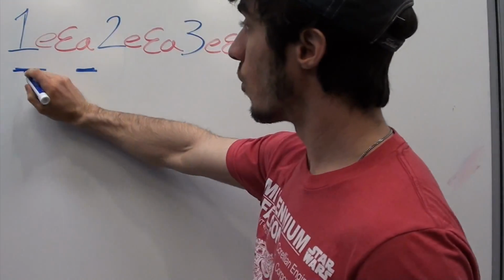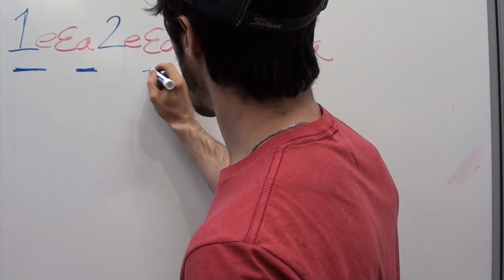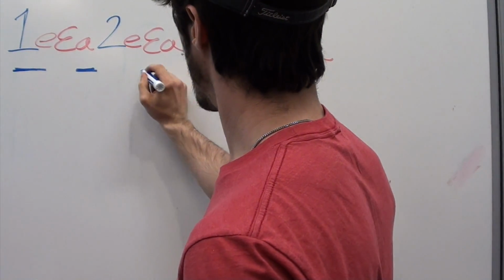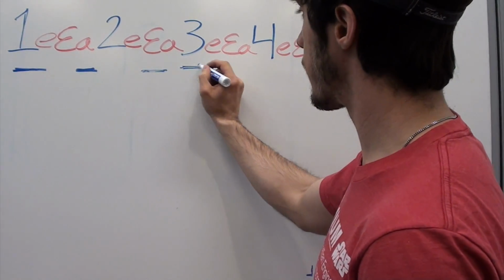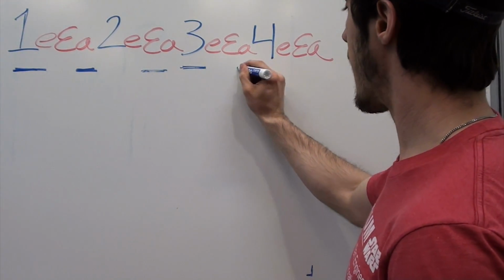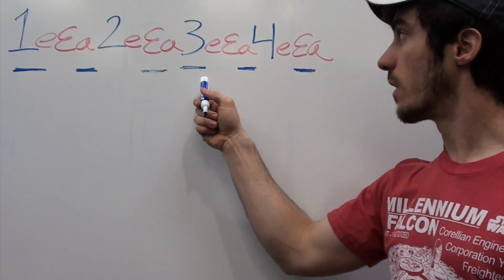He puts one on the 1 right here, he puts one on the a of 1, and one on the and of 2. Then that pattern starts over again. Right here on the 3, we put it on the a of 3 and the and of 4.